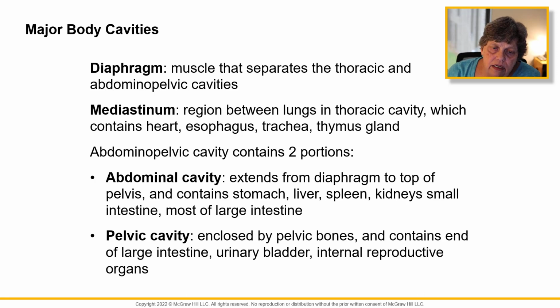Dividing the thoracic cavity and the abdominal pelvic cavity is the diaphragm. We'll show that in this picture coming up. Basically you have an area in the thoracic cavity between the lungs that contains the heart and the trachea. It's called the mediastinum, the middle of the sternum, if you want a little interpretation there. And again, the abdominal pelvic has two portions. The abdominal cavity, which is from the diaphragm to the top of the pelvis, the top of that hip bone, and then the pelvic cavity is enclosed within the pelvic bones, or those hip bones.